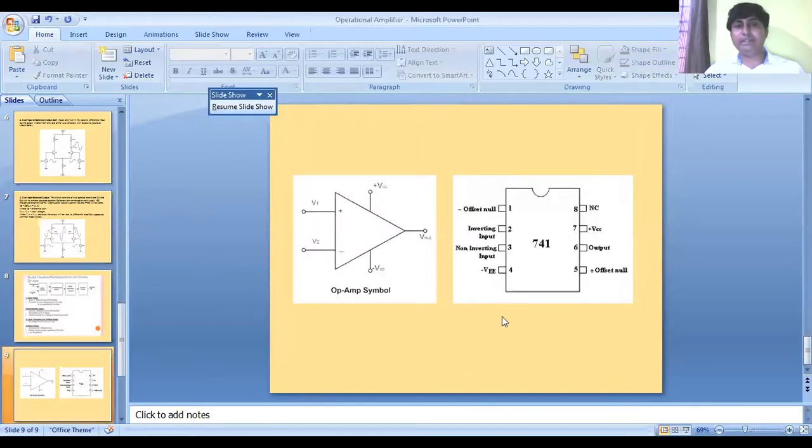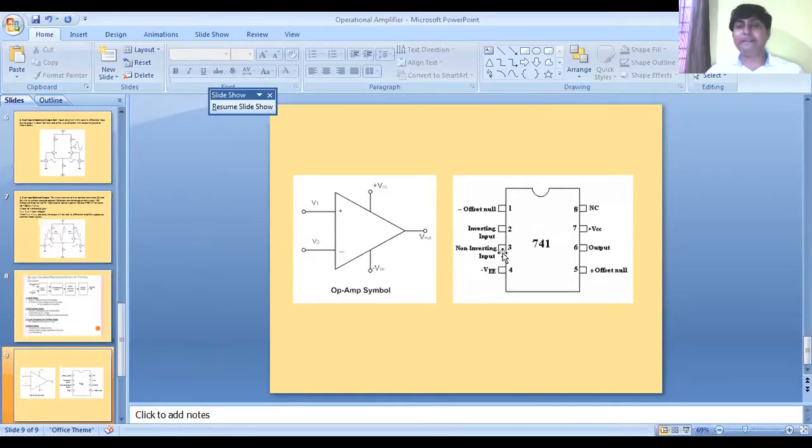Once again I will repeat the pin configuration: pin number 1 is negative offset null. Pin number 2 inverting input. Pin number 3 non-inverting input. 4 minus VCC. 5 positive offset null. 6 output. 7 plus VCC. 8 is NC, that is not connected. So don't be confused between pin number 2 and 3. 2 is inverting, 3 is non-inverting.